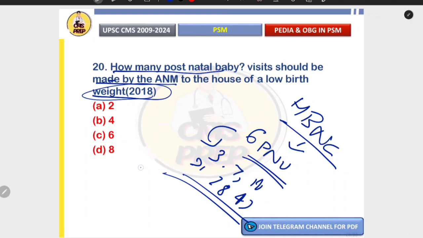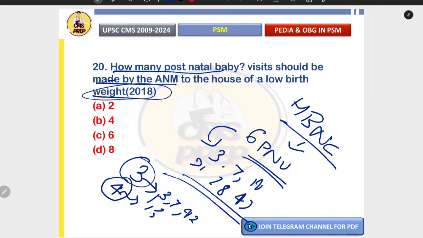So in case of institutional delivery, the ANM needs to make 3 visits, and in case of home delivery, the ANM needs to make 4 visits. The 3 visits are on the 3rd, 7th and 42nd day, and in case of home delivery, on the 1st, 3rd, 7th and 42nd day. Keep in mind this is done by ANM.